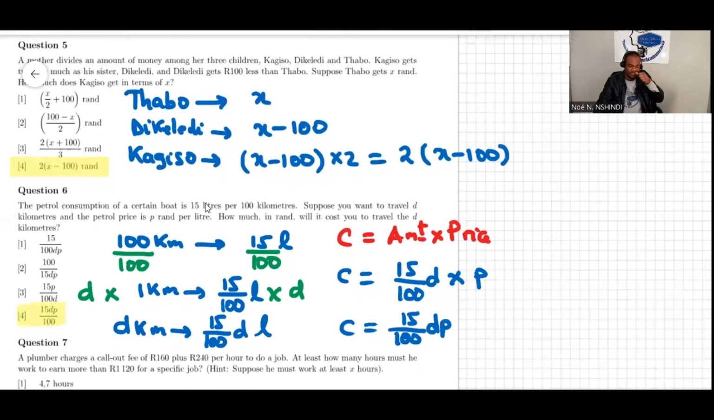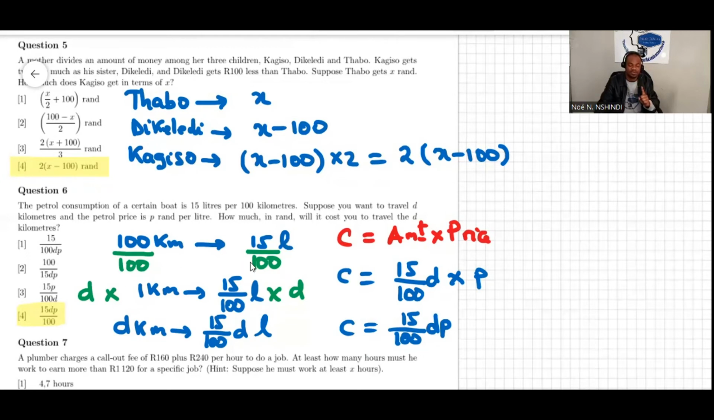I said again, they said 15 liters per 100 kilometers. Because they're asking me how many kilometers it will be, I prefer to write 100 kilometers to keep the kilometers on my left and the liters on the right. Maybe it's going to be the other way for you, but on my left hand side it is this way. So 100 kilometers will consume 15 liters. Now the idea is, if I need to find how much d kilometers will take, I first need to find what 1 kilometer will take in terms of petrol.